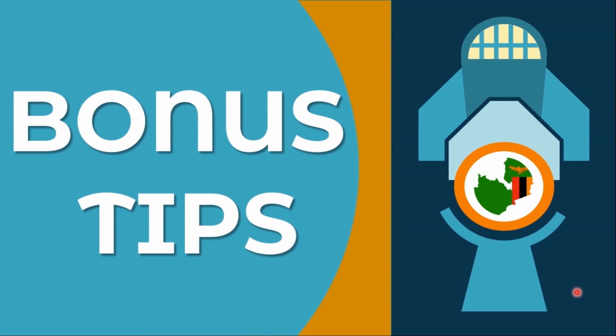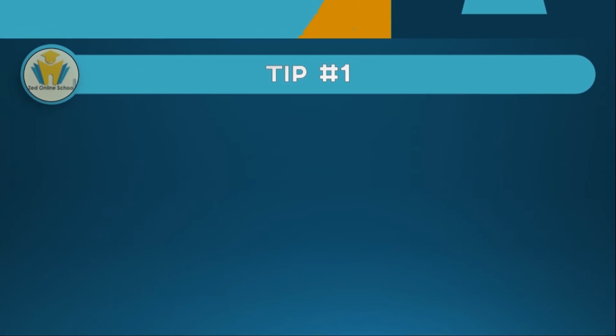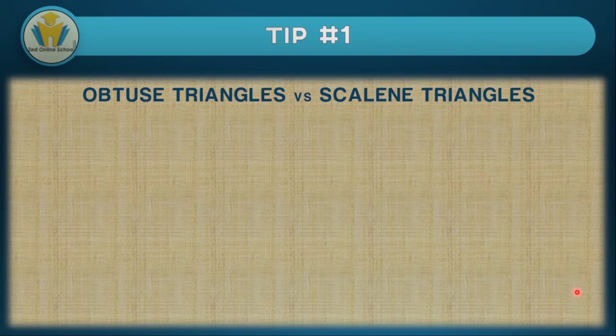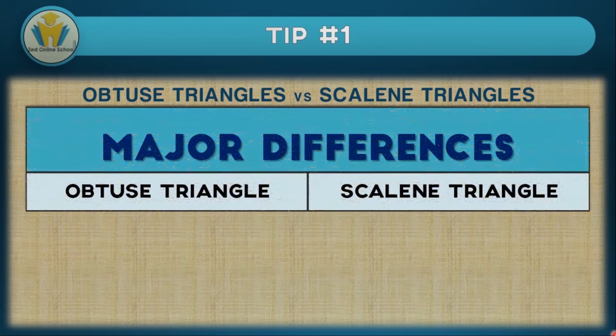You have finally reached the bonus tips section. Today we've got 2 tips for you. The first is the difference between an obtuse triangle and a scalene triangle. You might think they are the same, but nope. They might look the same sometimes, but they are different.